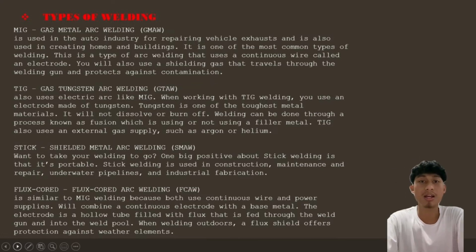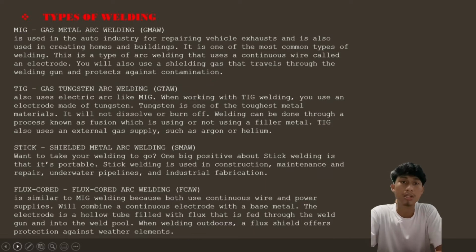Secondly is TIG, gas tungsten arc welding. It also uses an electric arc like MIG. When working with TIG welding, you use an electrode made of tungsten. Tungsten is one of the toughest metal materials. It will not dissolve or burn off. Welding can be done through a process known as fusion, with or without filler metal. TIG also uses an external gas supply such as argon or helium.